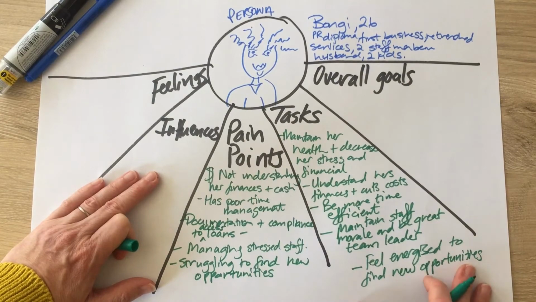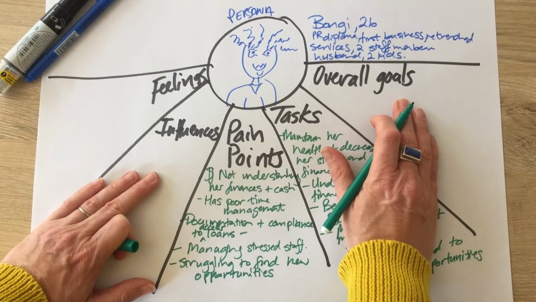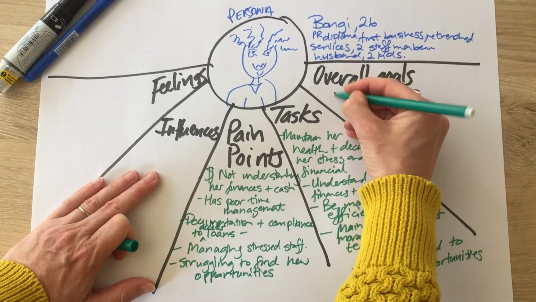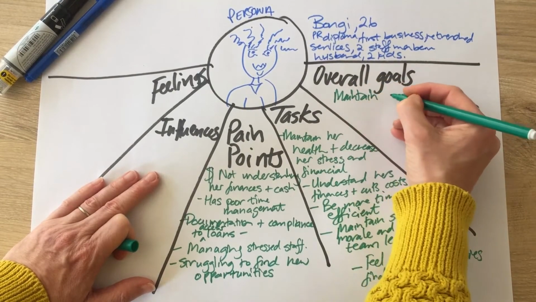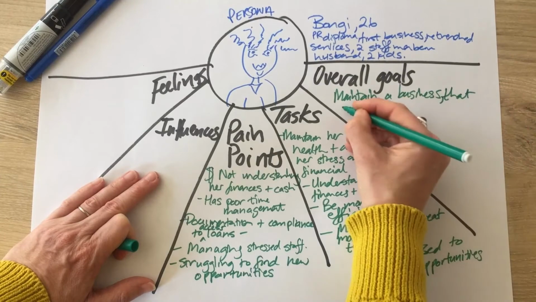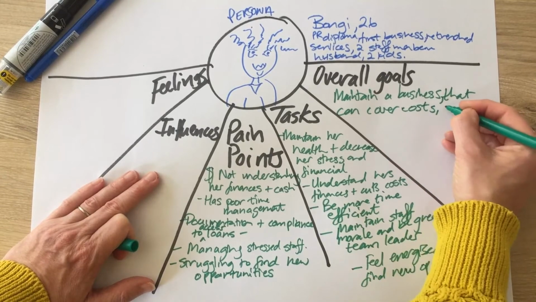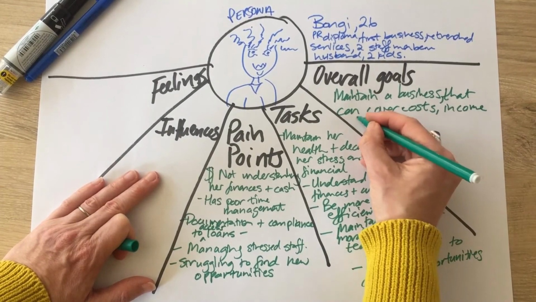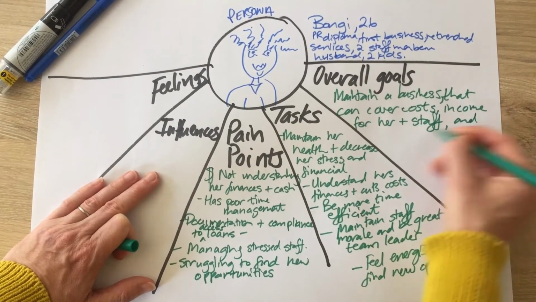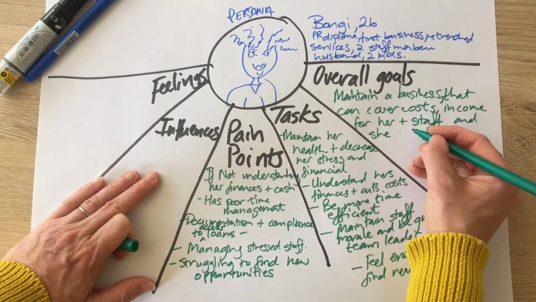Okay, those are her tasks, the things Bongi needs to get done. But what is her overall goal? What is she aiming to achieve by performing these tasks? Well, she most definitely wants to maintain, at very least maintain a business, but one that can cover costs. It's an income for her and staff. And she still has the energy and excitement to find new opportunities to grow.